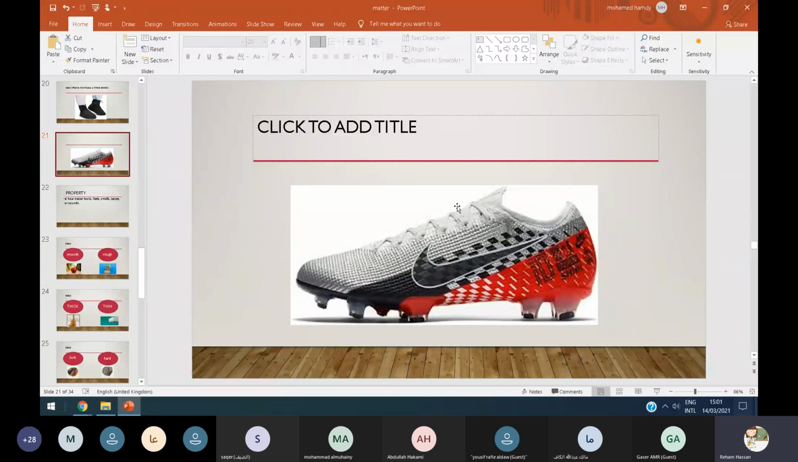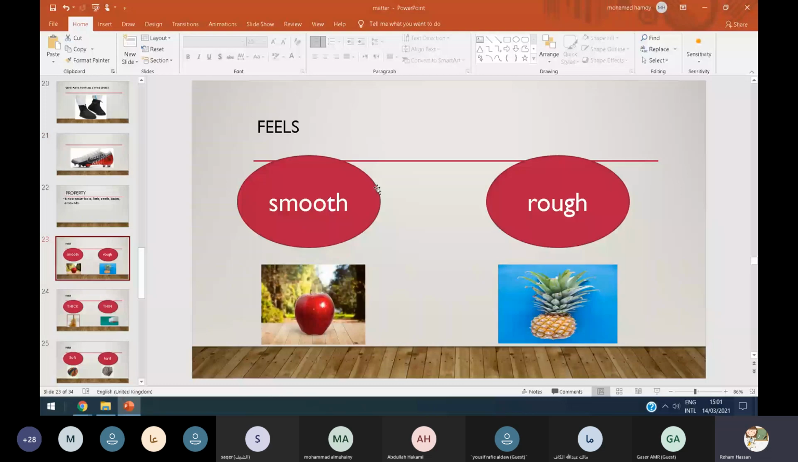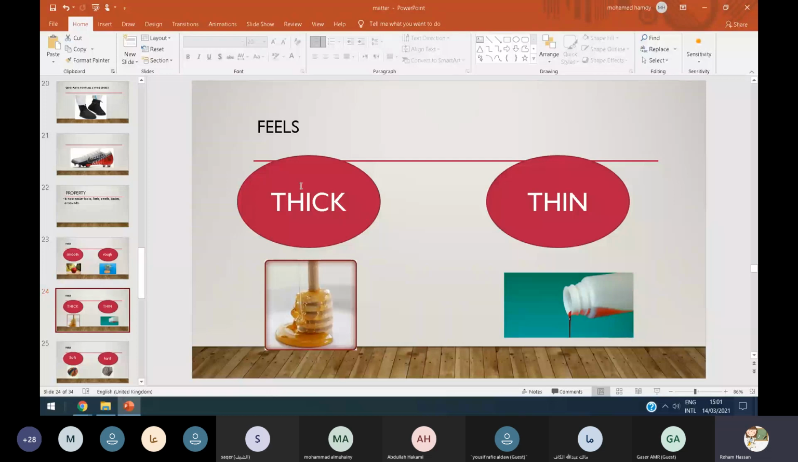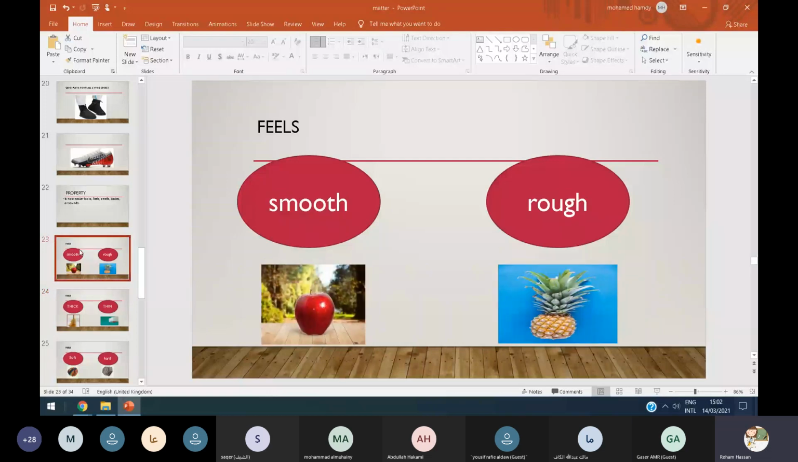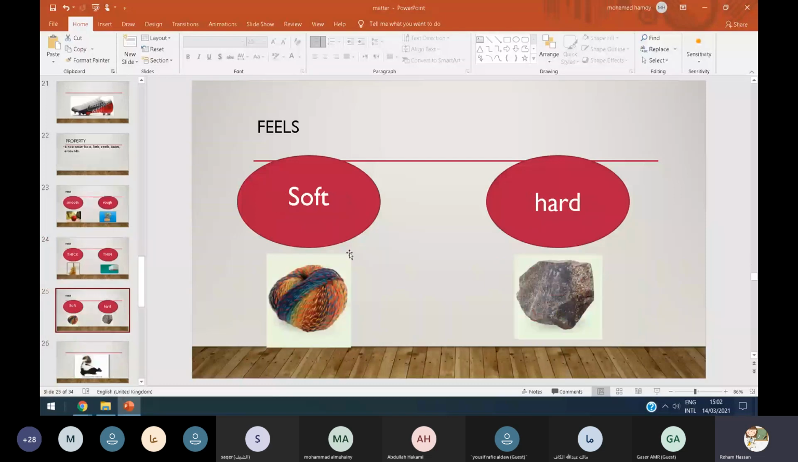Amazing. So, honey, all the matter has different properties acceptable for how to use it. So here, maybe the matter is thick or thin, smooth or rough, soft or hard, and many different properties of the matter we have.